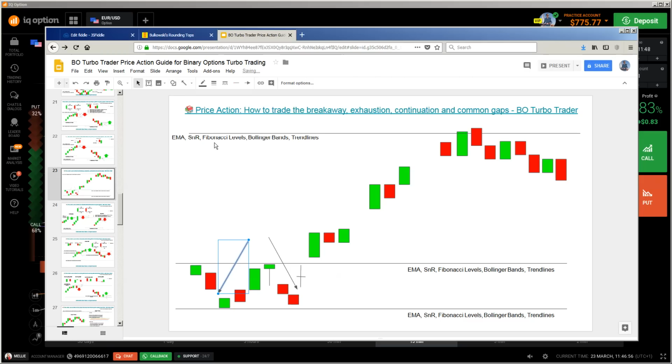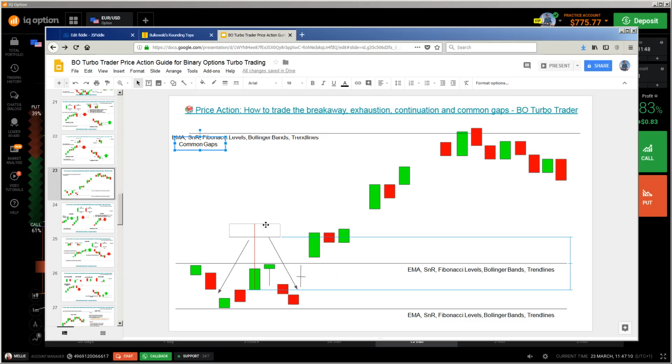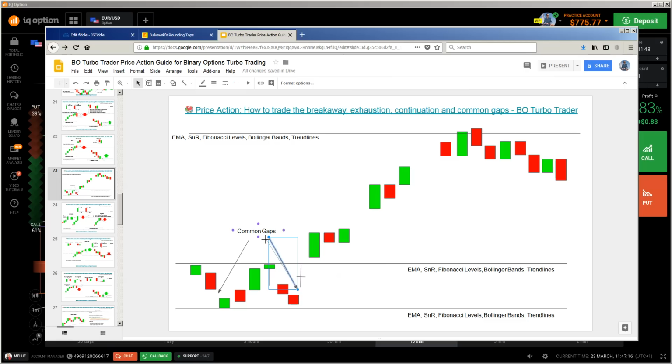So let me copy this tool here. We have here the common gaps, which are those that appear in between, in a ranging market or a trending market also. It doesn't matter. These are those which appear in the normal chart. Here is a gap. How can I explain this better? Let me see if I can do a line here.